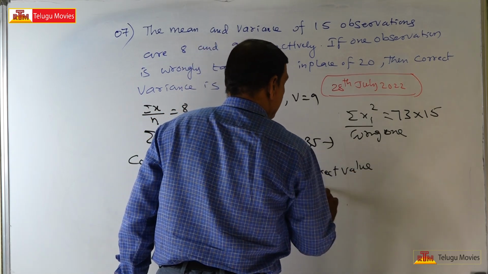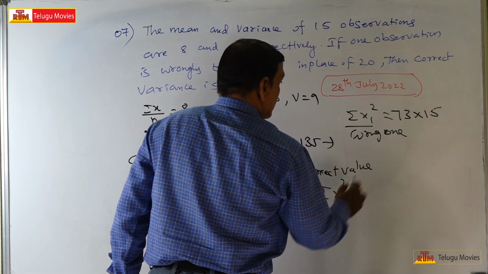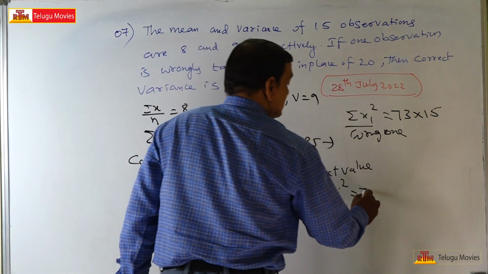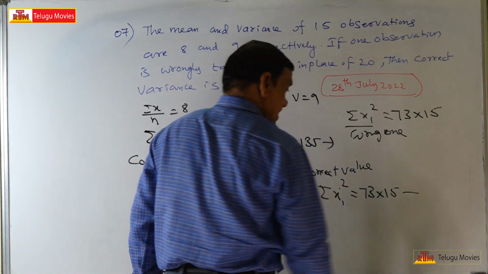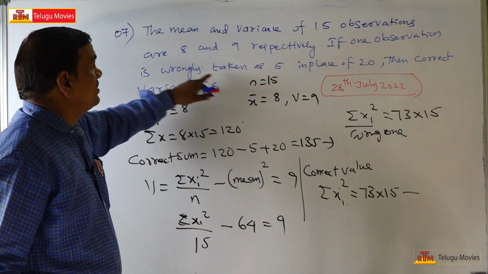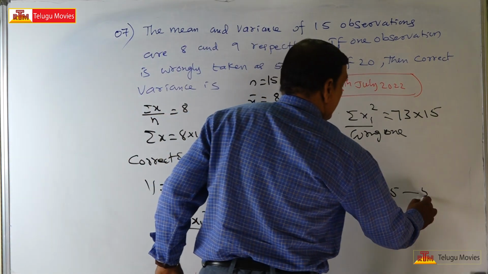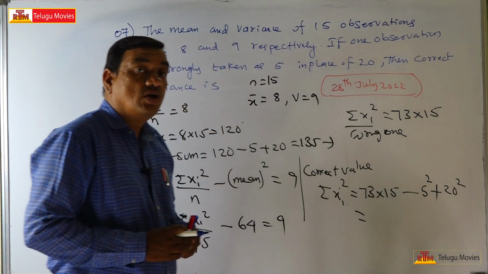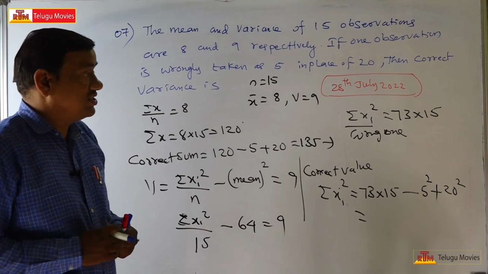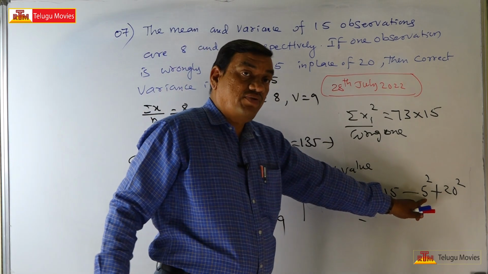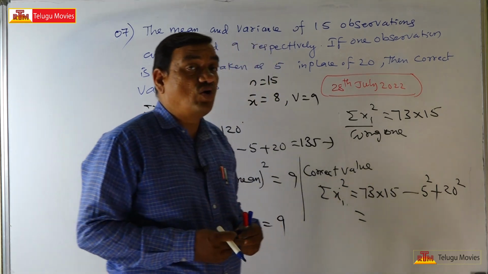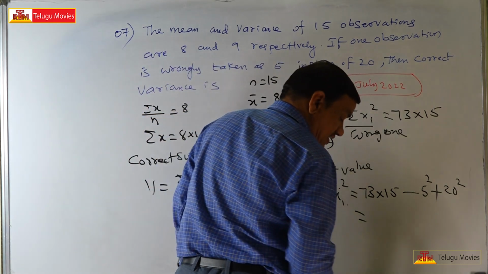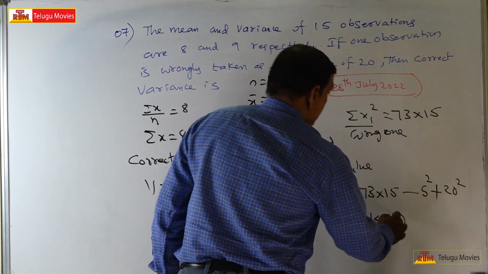What is the correct value of sigma xi square? That is 73 into 15 minus the wrong observation, minus 5 square plus 20 square. That means we have to take the sum of the squares of the observations, so the wrong observation is 5 square. Sigma xi means the sum of the squares of the observations. Understand? If you calculate this, you will get 1470.